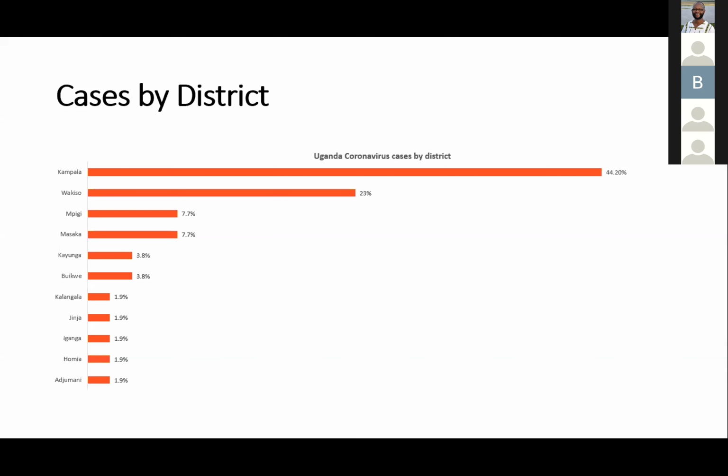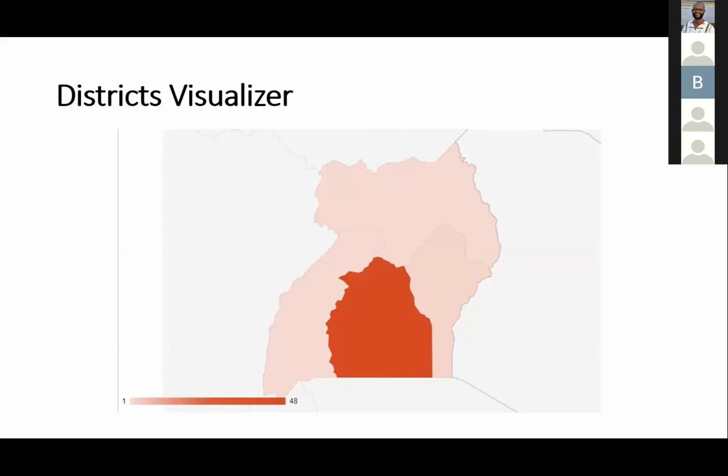Looking at the cases within the country, how they are spread out, most of the cases are within central Uganda. That is Kampala, Wakiso, Mpigi, Masaka. It would be interesting to know whether there will be new cases breaking out within the community. Of the confirmed cases that we have, maybe 3 or 4 cases have been within the community. That is people that caught the disease from people that had traveled. So it'll be interesting to see how those cases are going to spread.